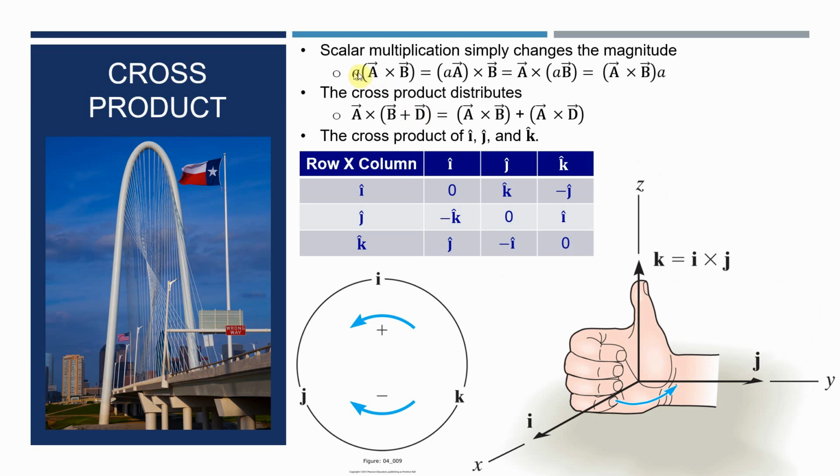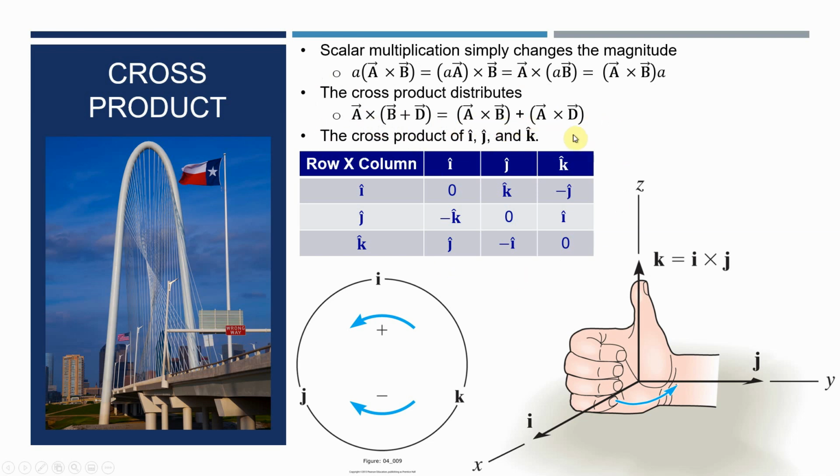Scalar multiplication: if you multiply a times A cross B, it's the same as multiplying vector A by little a, or vector B by little b, or the whole thing by little a. So scalars times the vectors, associative, distributive, all that stuff still applies. It distributes. So A cross (B plus D) equals A cross B plus A cross D.